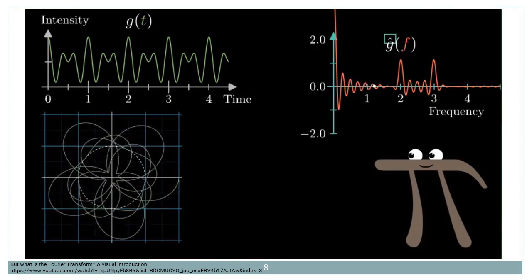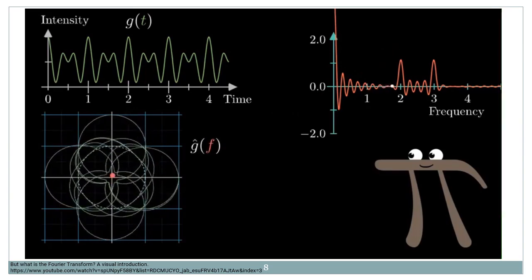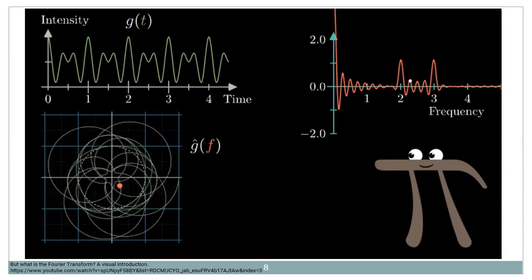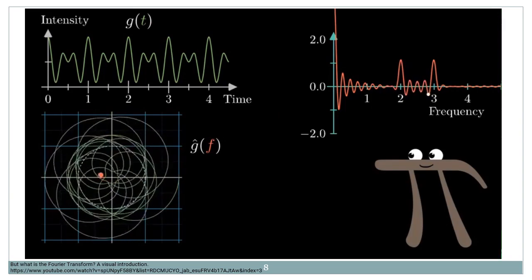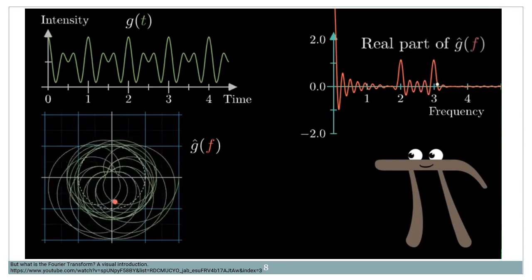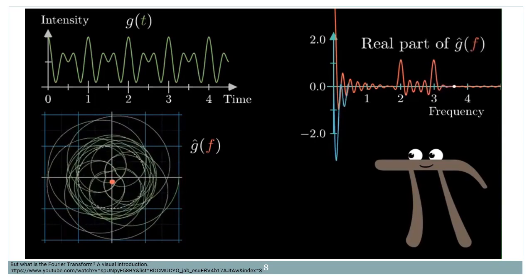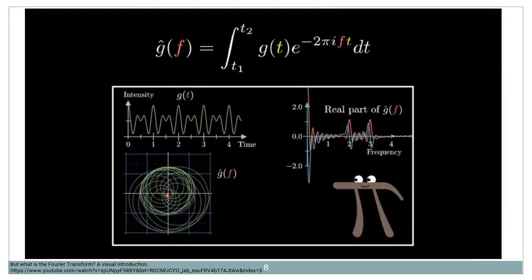Now the output of this function is a complex number, some point in the 2D plane that corresponds to the strength of a given frequency in the original signal. The plot that I've been graphing for the Fourier transform is just the real component of that output, the x-coordinate. But you could also graph the imaginary component separately if you wanted a fuller description. And all of this is encapsulated inside that formula that we built up.